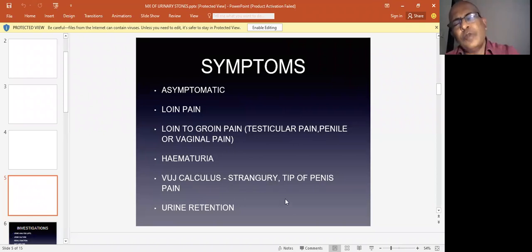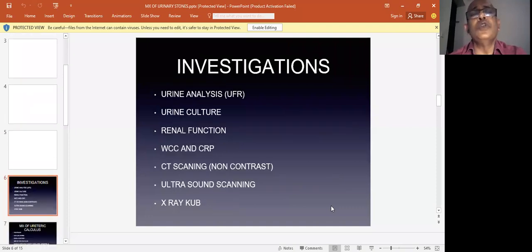Once the stone passes into the bladder, you get a few more symptoms where they say they have bladder pain on movement. When they go in a three-wheeler, when they go in a bus, when they go on a bicycle, when there is movement, they get severe pain over the bladder and at the tip of the penis. And sometimes this stone goes and blocks the bladder neck and gives you urine retention. So these are some of the common symptoms that you should know.